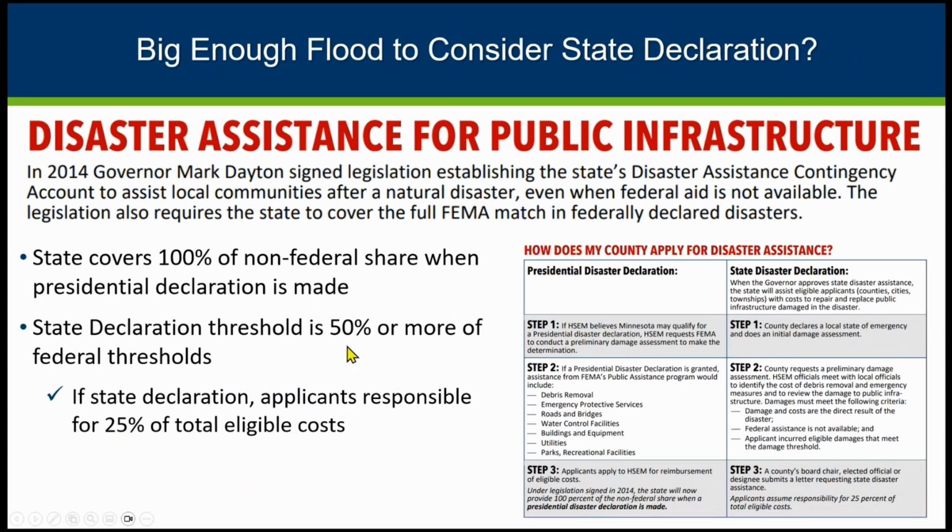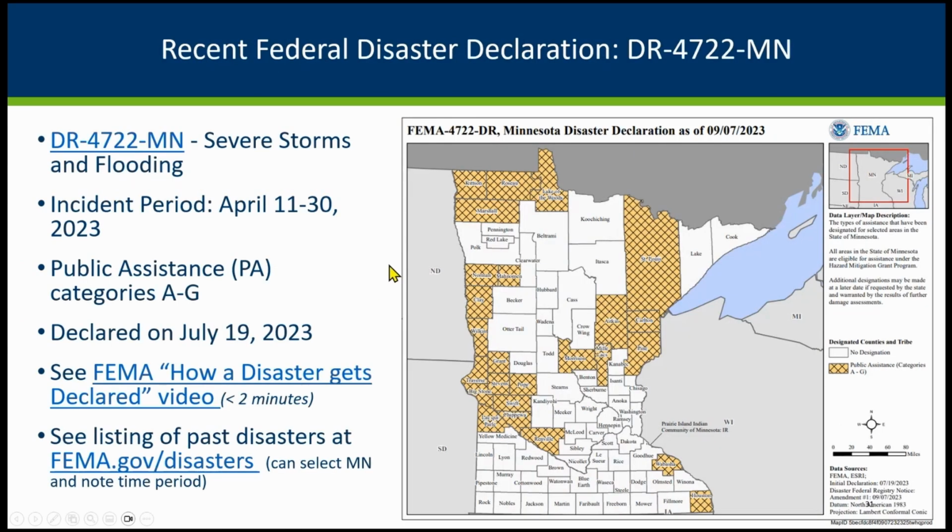So, okay, here's where it's pointing out state declaration thresholds, 50% of the federal. And again, some of this information on the Homeland Security Emergency Management site can be really helpful. This is just zooming in on what was on that page I was showing. In 2023, we did have presidential declarations for a good portion of the state. You can see more about that declaration, that incident. There's a link here to the incident.